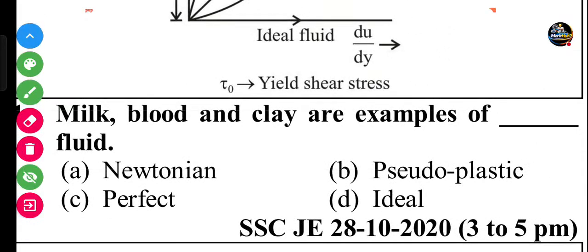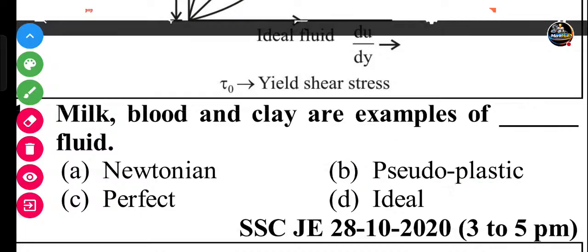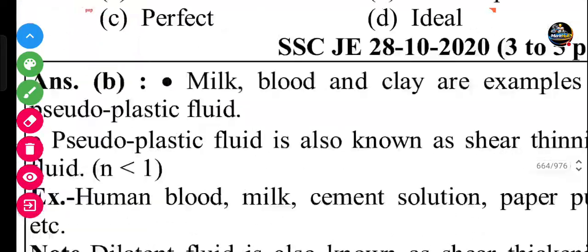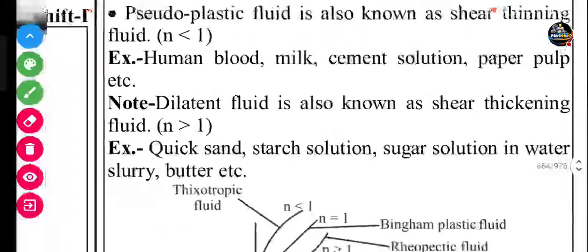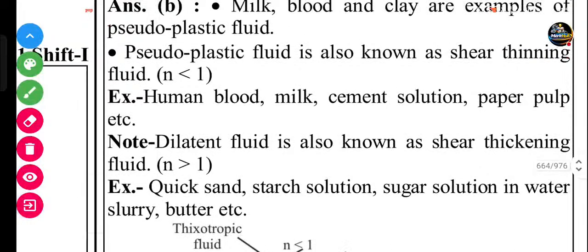Milk, blood, and clay are examples of dash fluid. A Newtonian, B pseudoplastic, C perfect, D ideal. B, pseudoplastic. Other examples are also here. Dilatant fluid is also known as the shear thickening fluid. This includes quicksand, starch solution, sugar solution in water, slurry, and butter, etc.